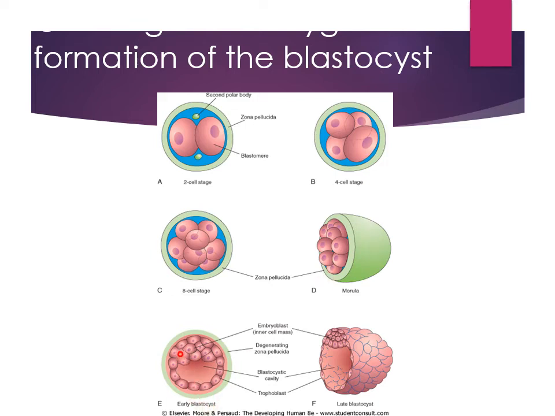Here, this blastula is divided into inner cell mass and outer cell mass by accumulation of this fluid. This fluid will push some of the cells to one pole, and this will give rise to this structure. So we have now inner cell mass and outer cell mass, and this is named the blastocele.